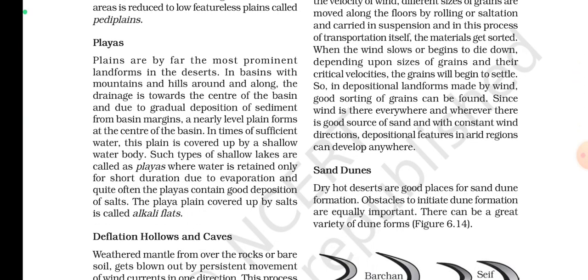Playas are by far the most prominent landforms in the deserts, in basins with mountains and hills around and along. The drainage is towards the center of the basin, and due to gradual deposition of sediments from basin margins, a nearly level plain forms at the center of the basin. In times of sufficient water, this plain is covered.